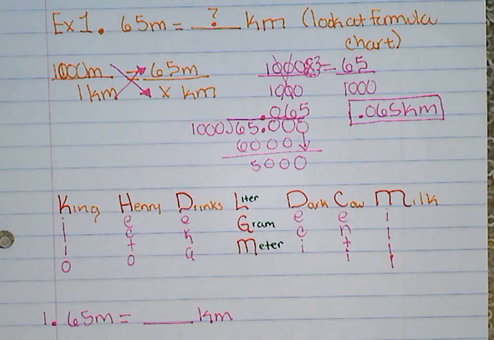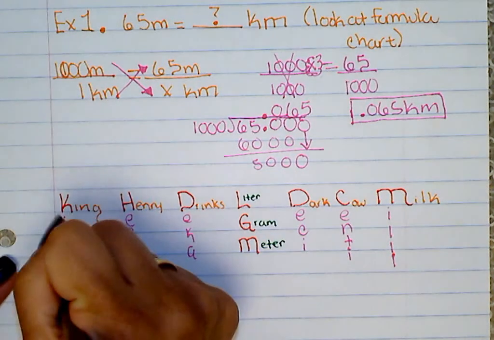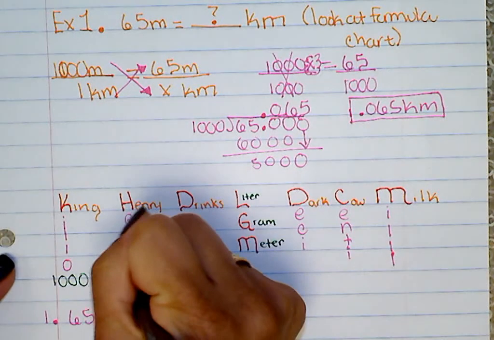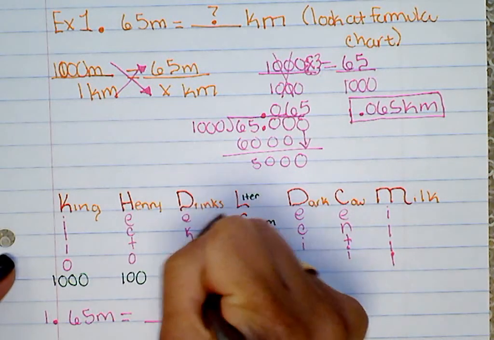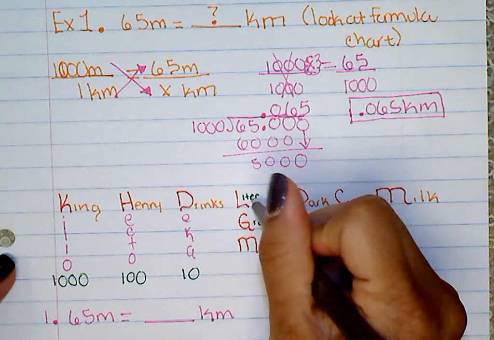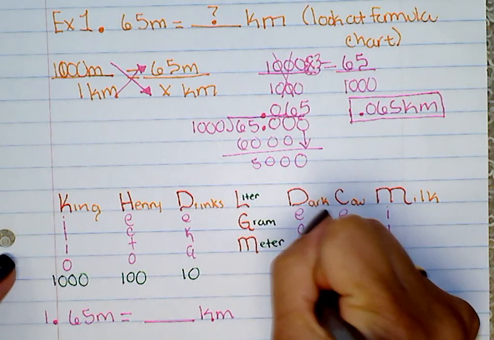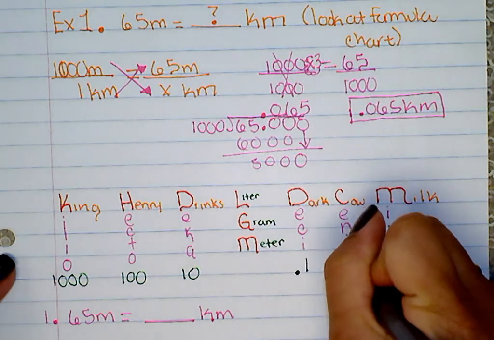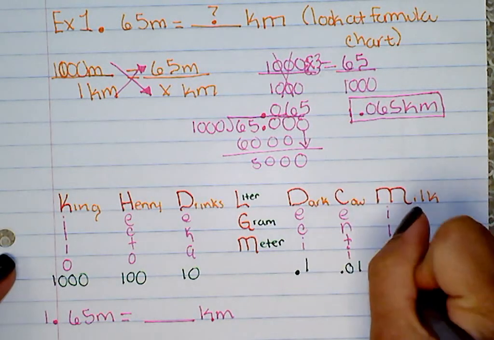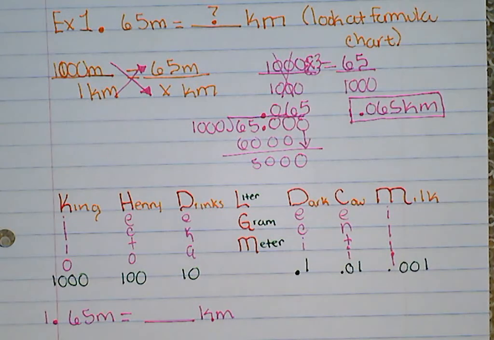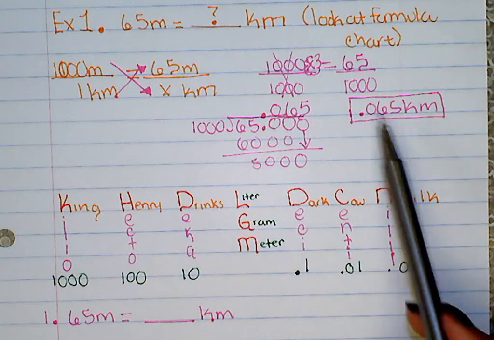We know that kilo is for 1,000, hecto is 100, deca is 10, and this is nothing, this is either going to be your liter, your gram, or your meter, deci is 1/10, centi is 1/100th, and milli is 1/1000th. And we are going to use this to solve for this.